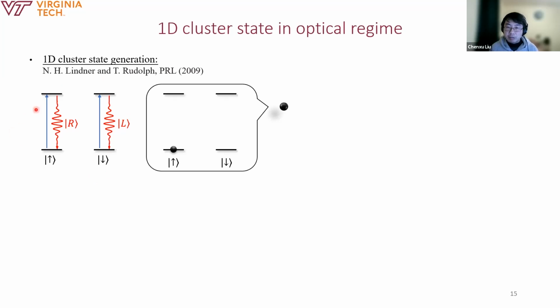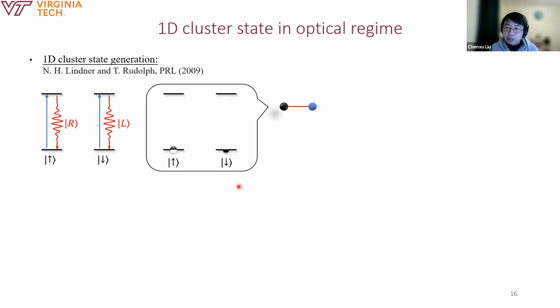Notice that with this level structure, when the photon emitter is prepared in this plus state and is pumped, it generates a single photon pulse. The state of this generated photon qubit is entangled with the state of the photon emitter. Then if we apply another Hadamard gate on the photon emitter, we can generate a 2-qubit cluster state of the generated photon and the photon emitter.